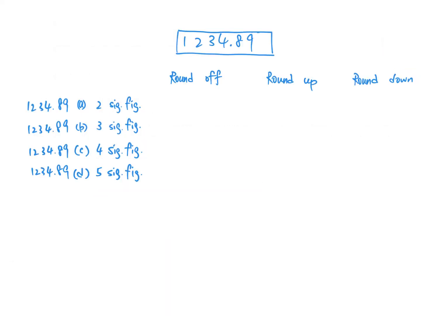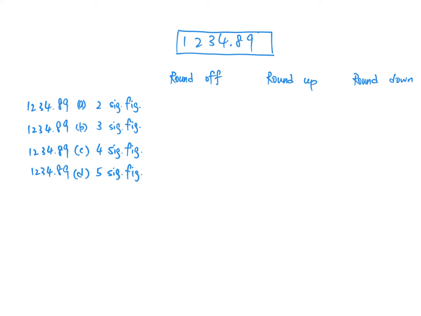Let's see an example: 1,234.89. We will try to process this number in 3 different methods. The first one is round off. The second one, round up, and the third, round down. Let's see the differences between them.